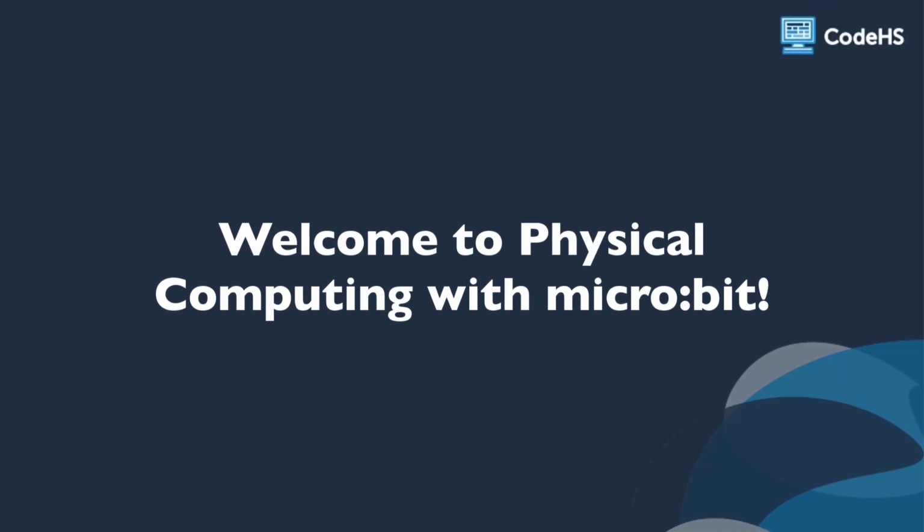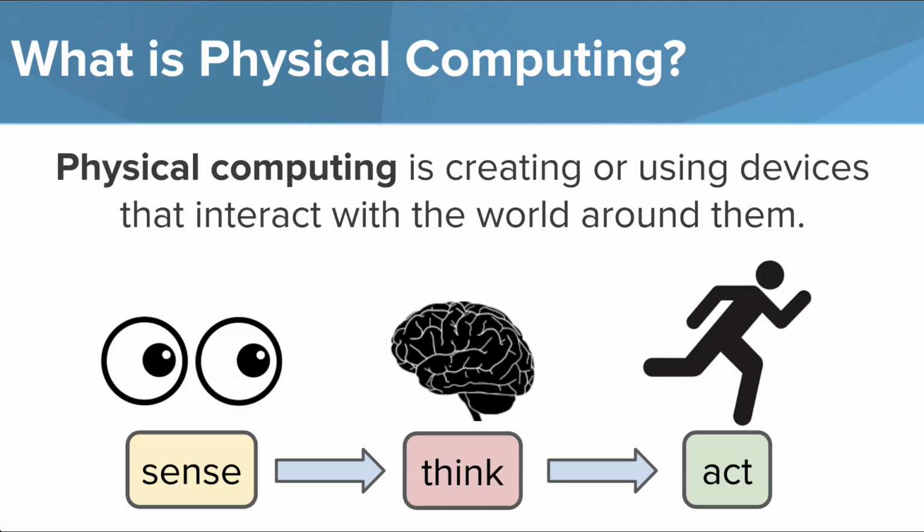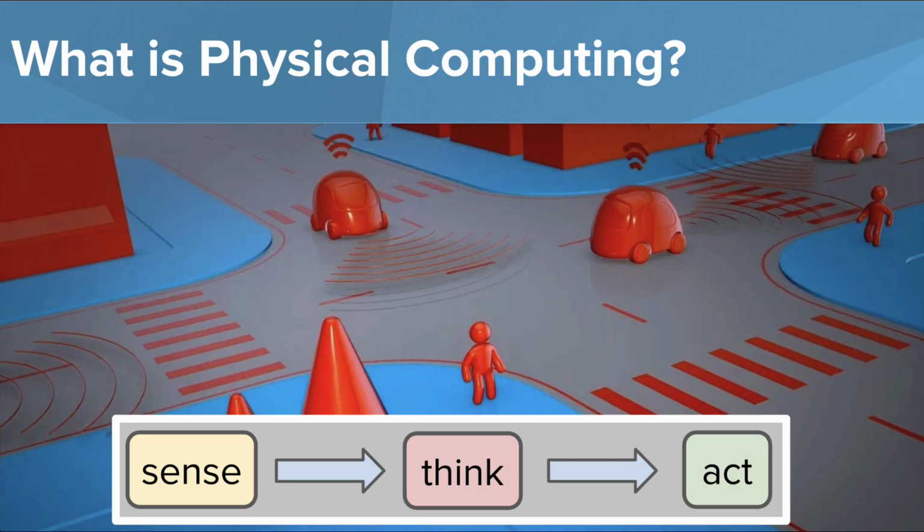In this video, we're going to learn about physical computing and give an overview of the different topics we'll learn throughout this course. Let's jump in. Physical computing is creating or using devices that interact with the world around them. Think of a robot. The robot first senses their environment, thinks about the information gathered, and acts based on that information. A self-driving car is a great example of a device using these physical computing steps.